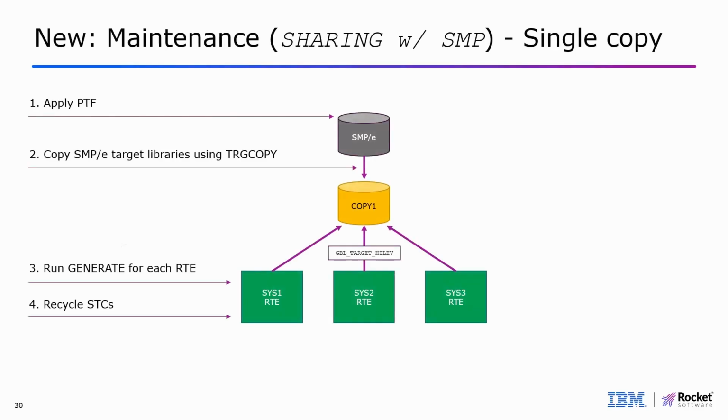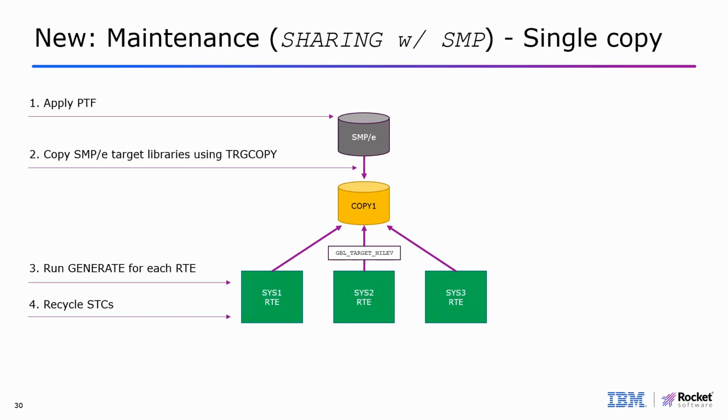So how does that look in our maintenance scenario? You would apply the PTF, you would copy the target libraries, and then you would run the generate, referencing the respective copy of your SMP in the global target high level qualifier, and then recycle your started tasks.